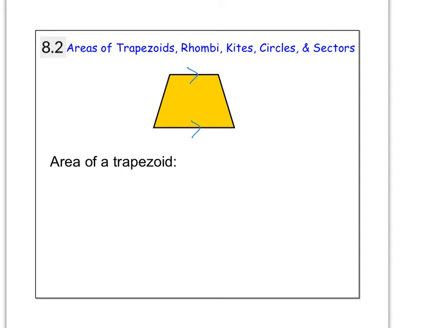To find the area of a trapezoid, you're going to add the bases. So let's just call this base 1 and this base 2. And then you're also going to need the height. And in a trapezoid, the height is perpendicular to the bases, just like it is in the parallelogram and the triangle, etc. Here's the formula. Area equals height times base 1 plus base 2 divided by 2. So I always just add the bases, multiply by the height, and then divide by 2.